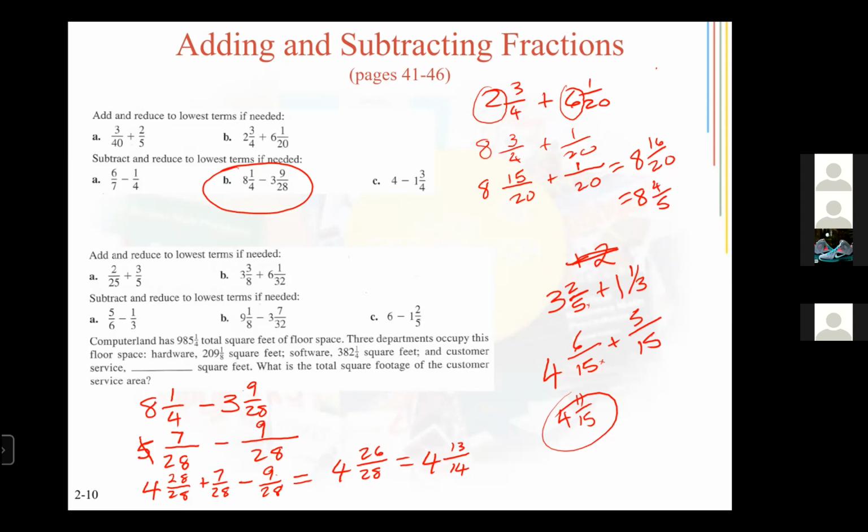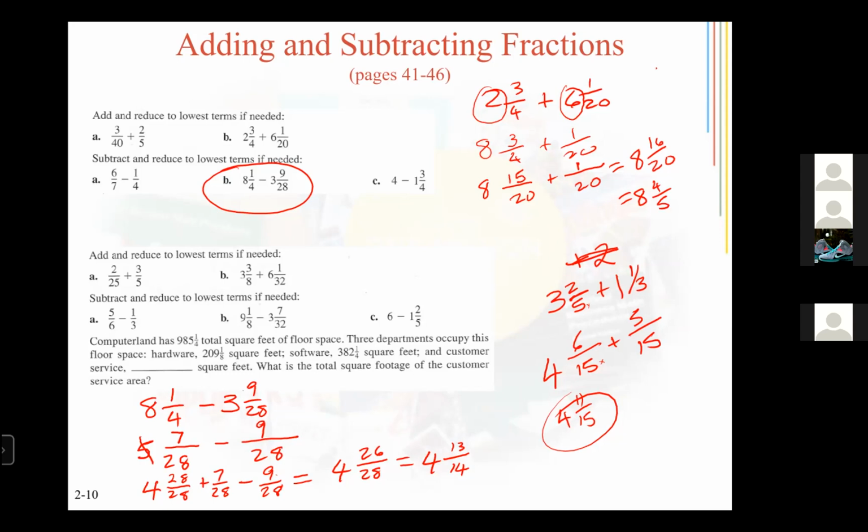Now, what Mr. Butler said about changing that to an improper fraction, you could also do that. 5 times 28 plus 7. And then you could convert that to improper, and you could do your subtraction. You get the same answer. But to me, it's a little more work, but you will get the same answer. So that's another approach you could use.